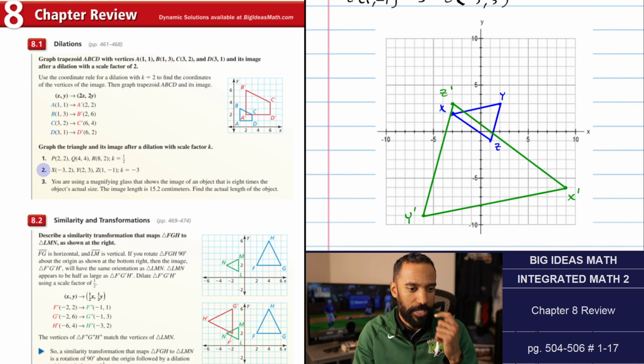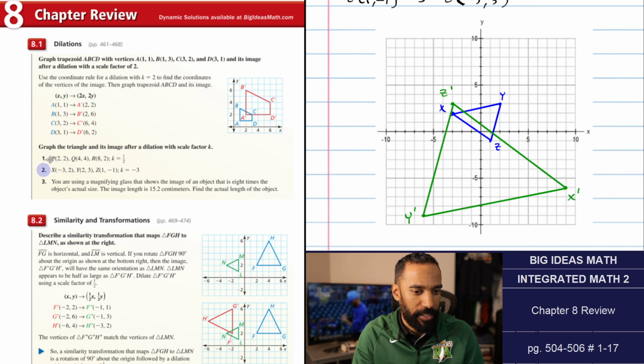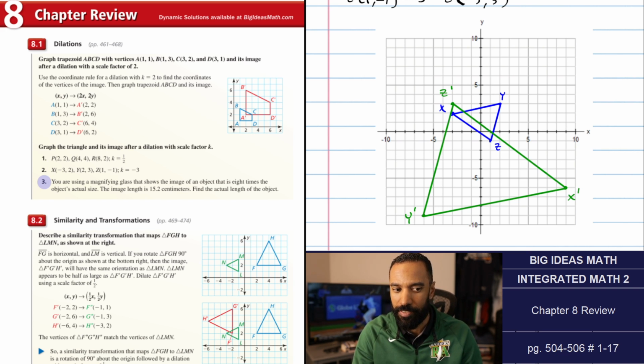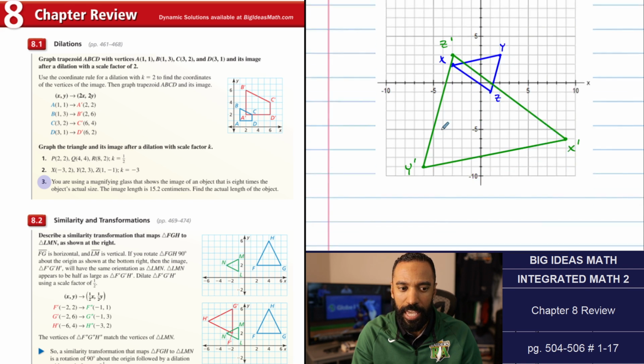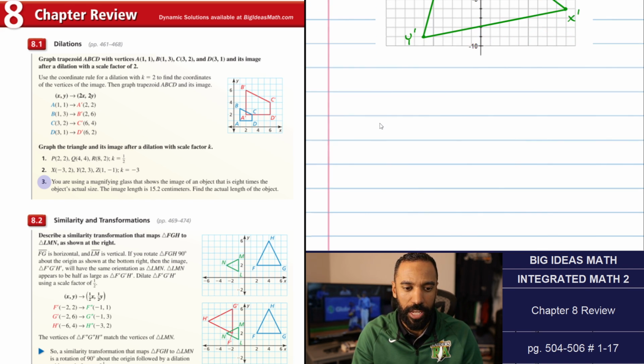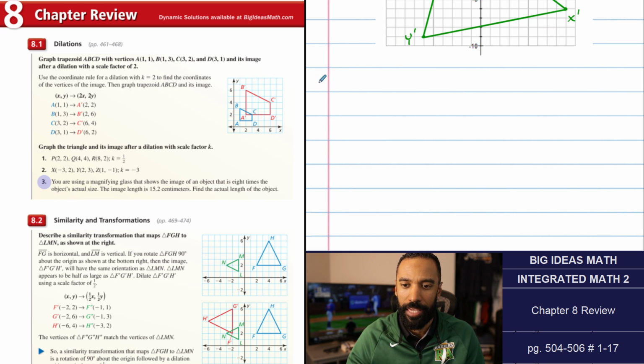Okay, let's move forward to number 3. You are using a magnifying glass that shows the image of an object that is 8 times the size of the object's actual size. The image length is 15.2 centimeters. Find the actual length of the object.